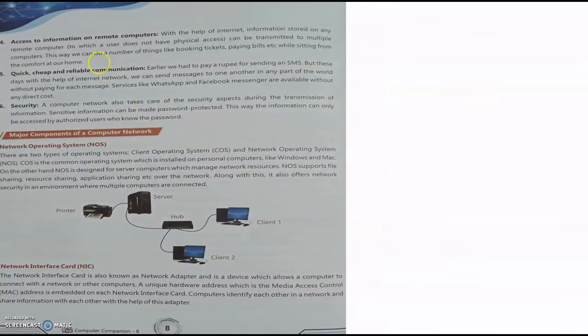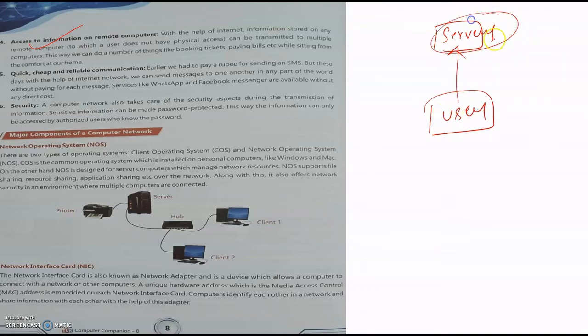Coming to the next, access to information on remote computers. With the help of the internet, information stored on remote computers, which the user doesn't have physical access to, can be transmitted to multiple computers. In this way we can do a number of things like booking tickets and paying bills. These are the server computers, and these are our computers, the users. From the server you can download movies, book tickets, anything you can access from the remote computer. The server computer is known as the remote computer.